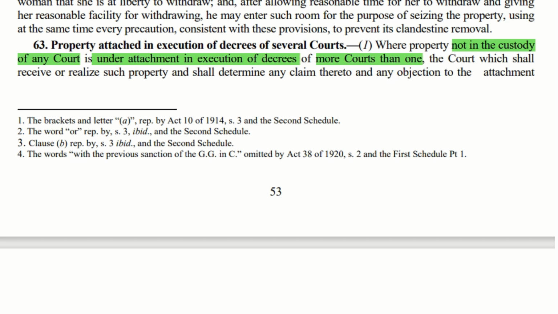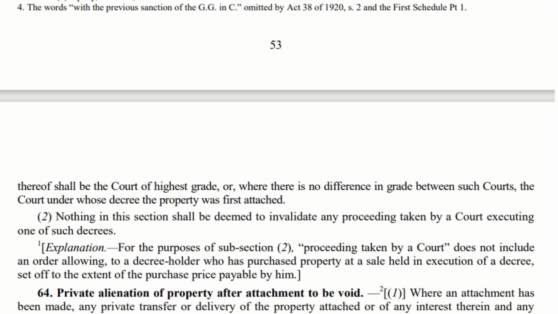It will receive and realize such property, that is, it will sell the property, and it will ensure whether there are any objections to the attachment. Then accordingly it will decide. That is the first point in this. And if there is no difference in grade, say A court is also a district municipal court and B court is also a district municipal court, then the first court which attached the property will have the right.